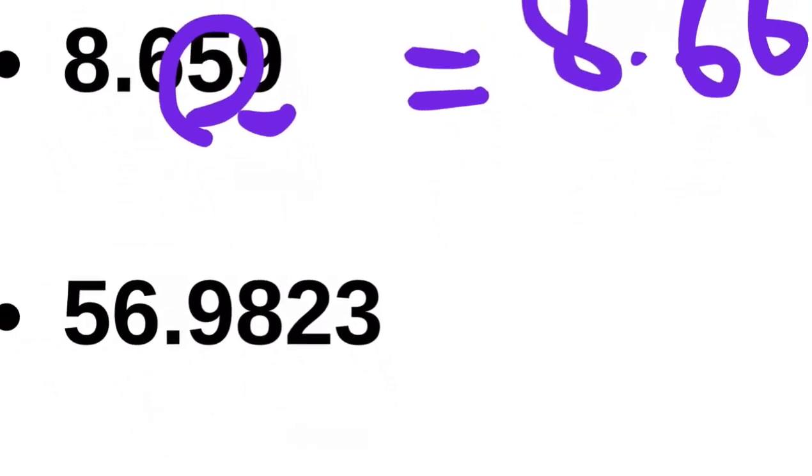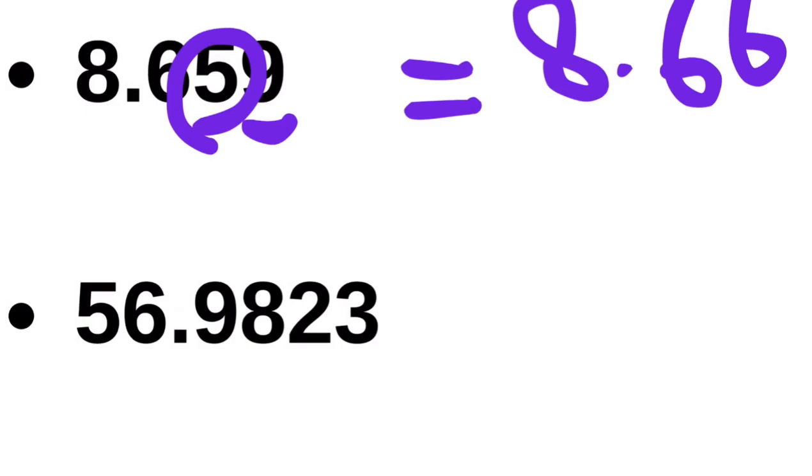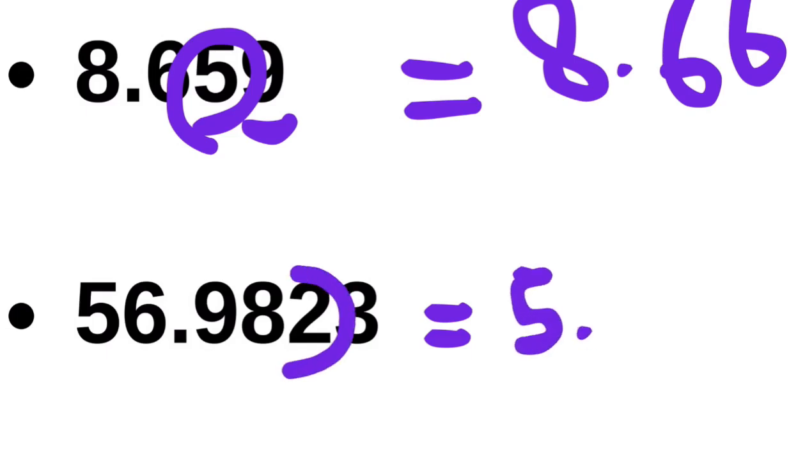Okay, this one, 56.9823. Okay, so for my second digit, I want to have 9, 8, but I cannot just remove 2 and 3. So I will take a look at 2, which is my third digit. Oh, okay, 2 is smaller than 5. So I know that if it's smaller than 5, I should just keep the second digit the same. So yeah, because the third digit 2 is smaller than 5, I keep it 56.98.